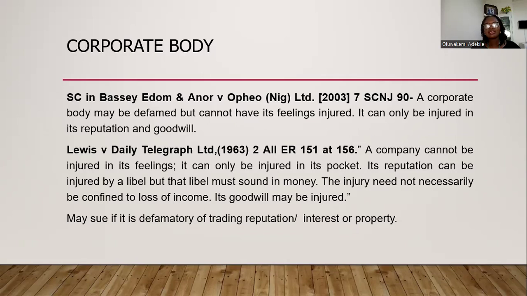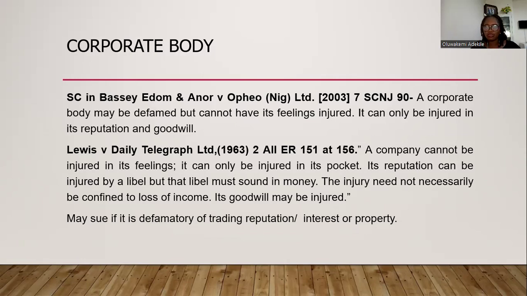Now, the law is that a corporate body may be defamed, but it cannot have its feelings injured, and defamation is about feelings. Defamation concerns what people think about you, what they say about your reputation, the conception people have regarding you and your behavioral patterns. A corporate body may not have feelings, but it may be injured in its reputation and goodwill. Corporate bodies have goodwill. They have the driving force that attracts business to them. And sometimes people buy their goods and interact with their services because of that goodwill.